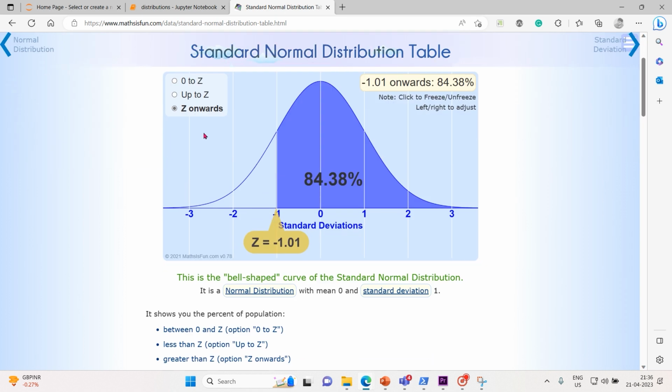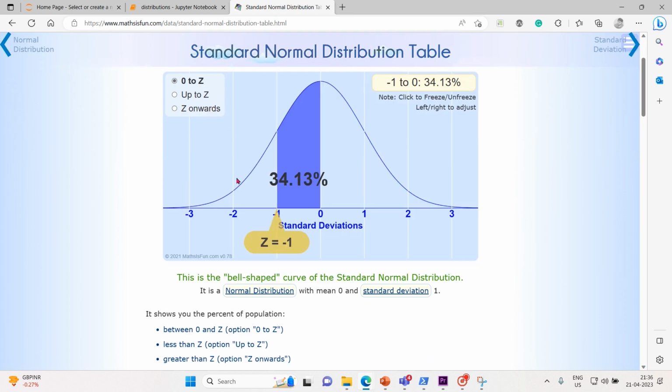So if you see this, let me put it 0 to Z, and this is our standard normal distribution curve. In place of the mean mu, you have 0, and the 1 standard deviation, 2 standard deviations, 3 standard deviations have been replaced with 1, 2, 3 positive and -1, -2, -3 negative. So these are no more standard deviations. These are Z scores. Whatever you have is a Z score.